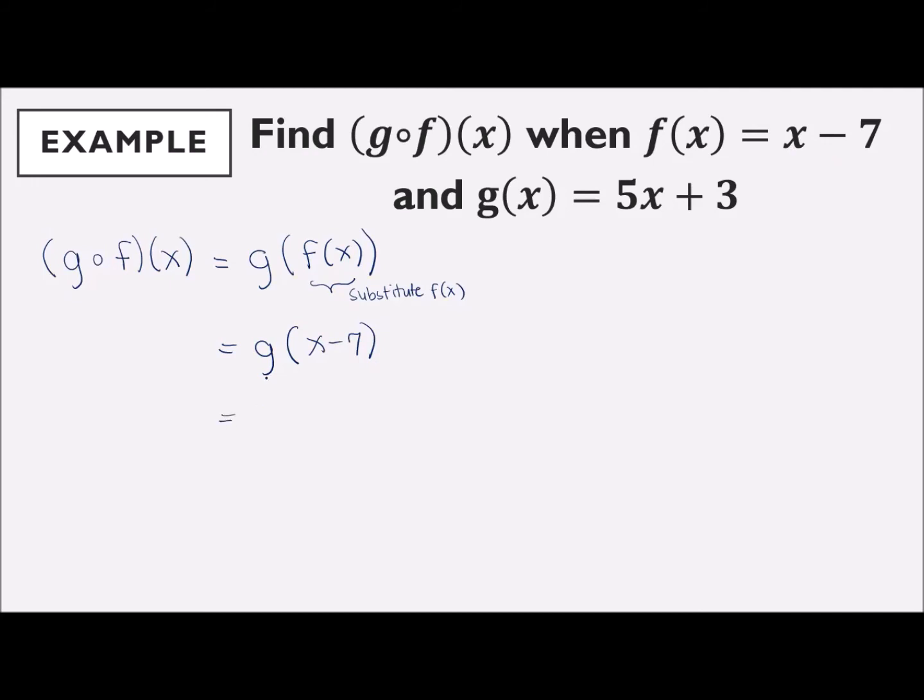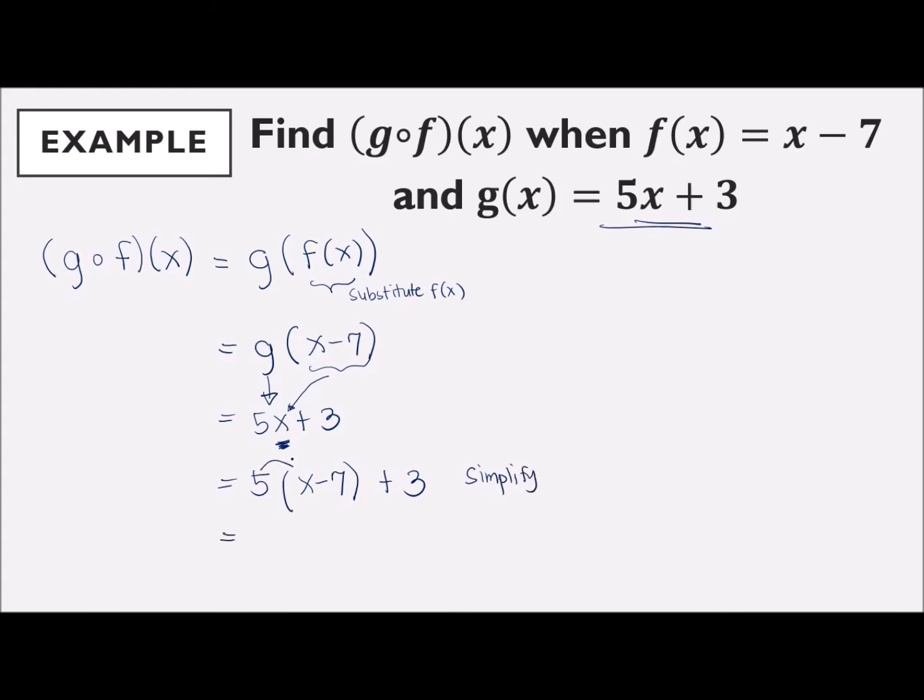Ngayon, kunin natin si g. Si g natin ay si 5x plus 3. Ito yun. So, yung lahat daw ng x dito, papalitan natin ng x minus 7. So, 5, copy 5, yung x, papalitan ng x minus 7. Kasi yun yung value ng x. And then, plus 3. Okay? So, simplify na natin.